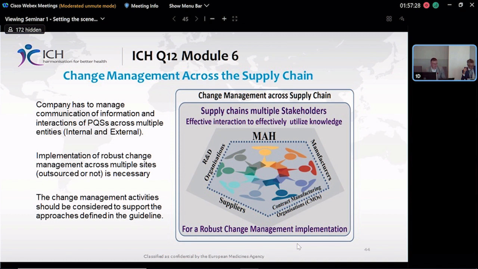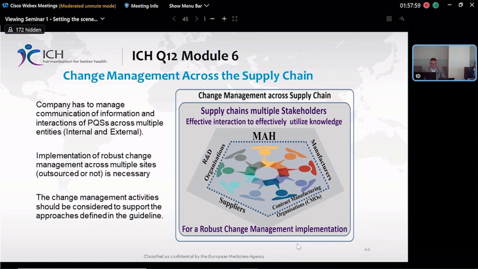You have manufacturers of raw materials, of active substances, excipients, finished products. You have your R&D, pharmaceutical development organizations, you have your suppliers, your packaging components, all your raw materials that are coming in, and then you may have other contract manufacturers performing packaging operations, testing, logistics. A problem at any one of these actors could have an impact on the final product quality.